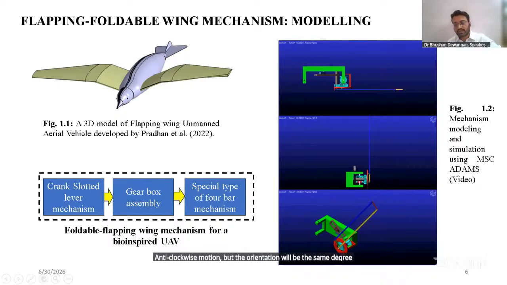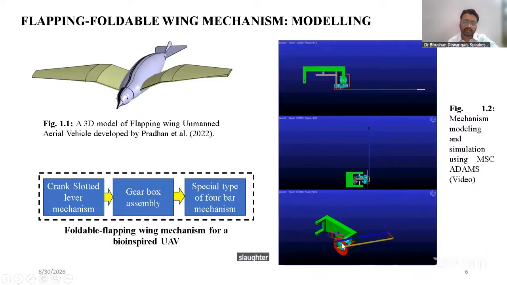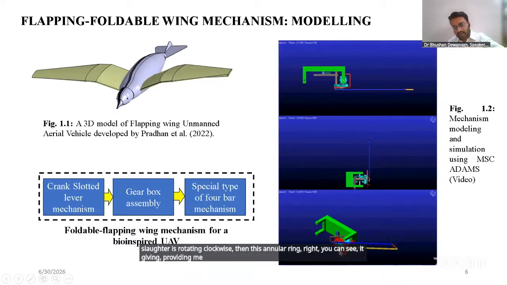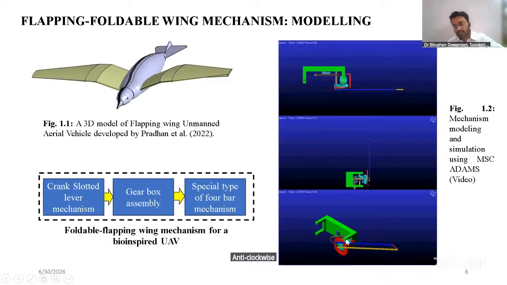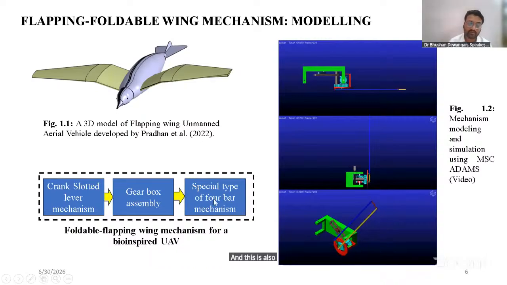But its orientation means it will rotate clockwise. If I say this slotted lever is rotating clockwise, then this annular ring, in red, you can see it providing me anti-clockwise motion like that. If it is clockwise, it will give counterclockwise like that. And this proper mechanism will give a boost to this linkage. And this is also a special type of 4-bar mechanism.